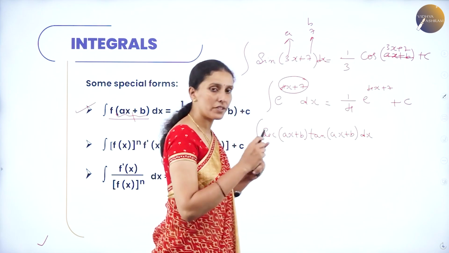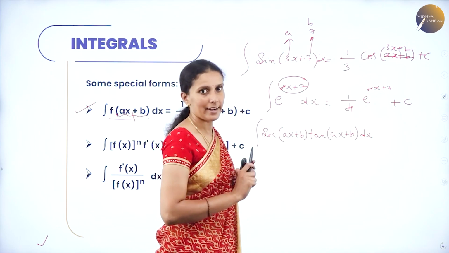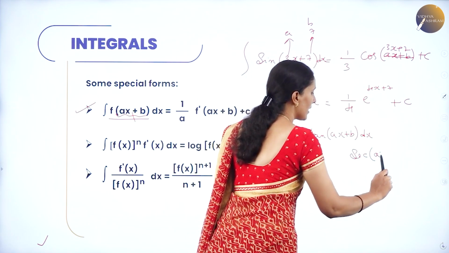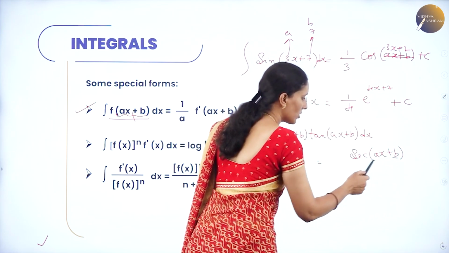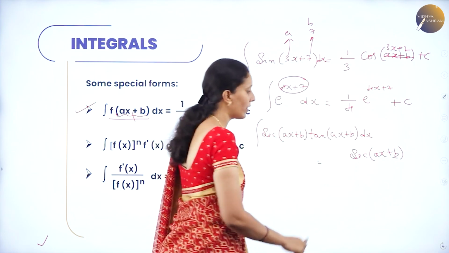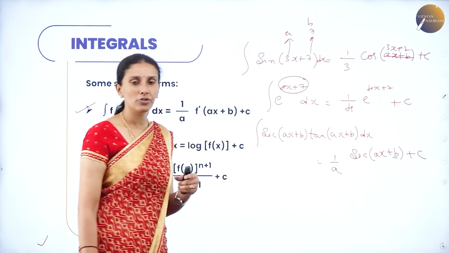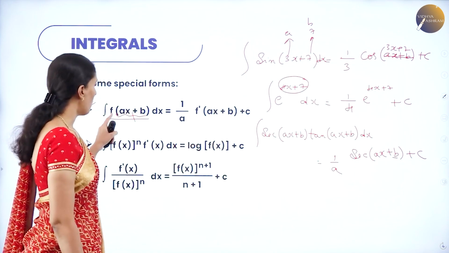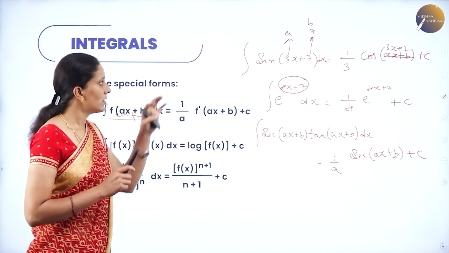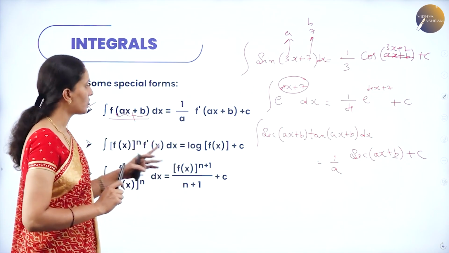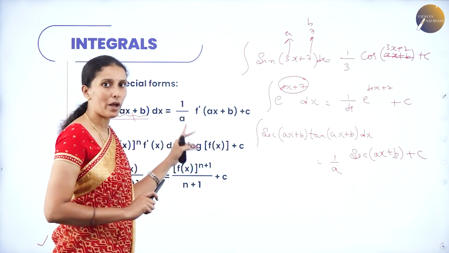What is the integral of secant x times tan x? It is secant x. So therefore it is secant of ax plus b. Since you have the function in the form of ax plus b, you have to multiply it by 1 by a, plus c. So this is how you are going to convert any function in the form of ax plus b. It is the same integral as what you have learned, but one extra thing is you have to multiply it by 1 by a.